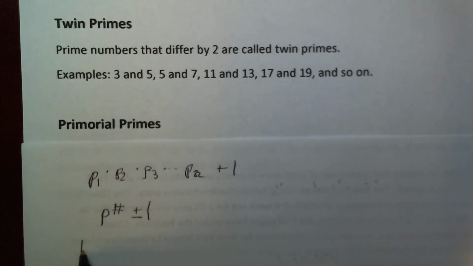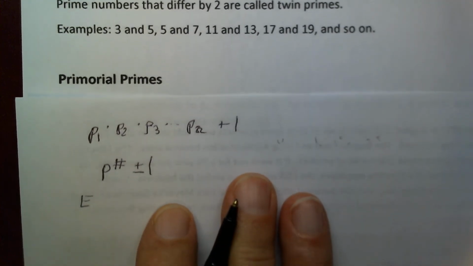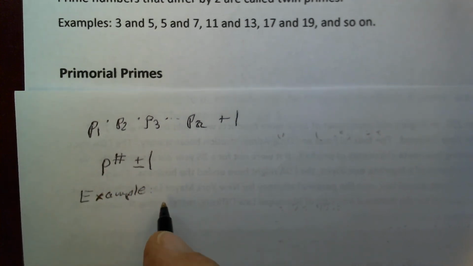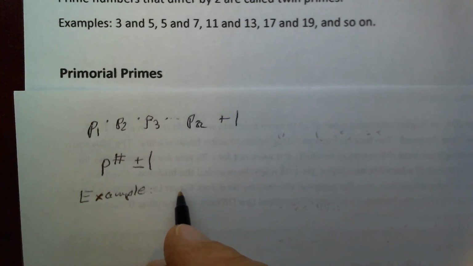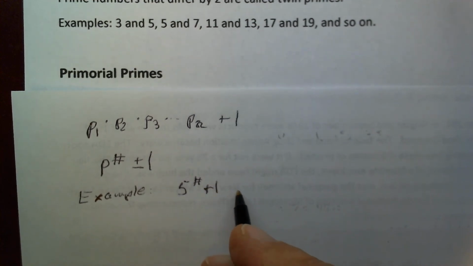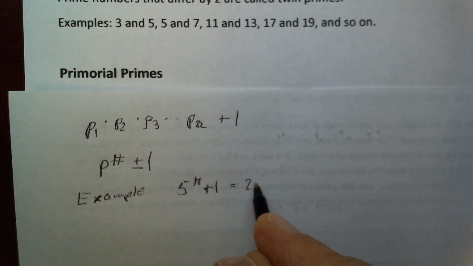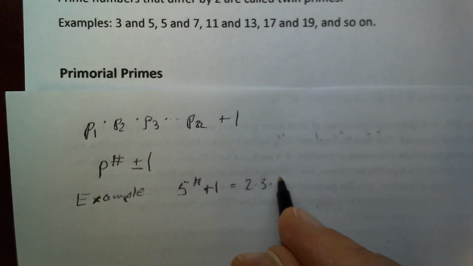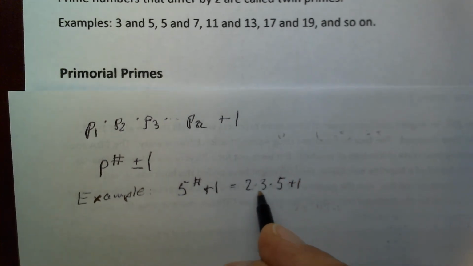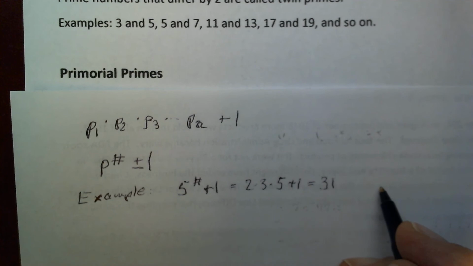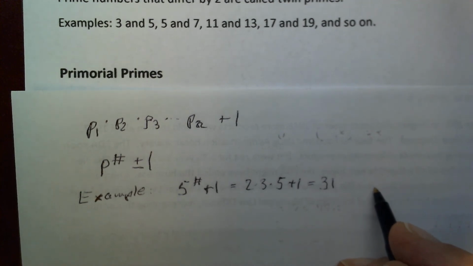As an example, let's look at the one for 5. The primorial plus 1 would be 2 times 3 times 5 plus 1. So that would be 30 plus 1 equals 31. And that, of course, is a prime number, but that's also a primorial prime.